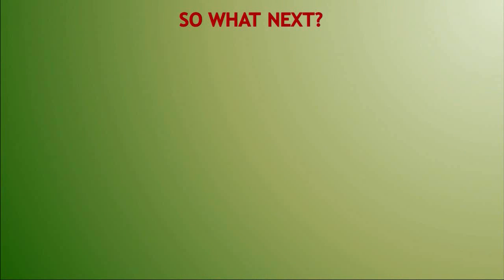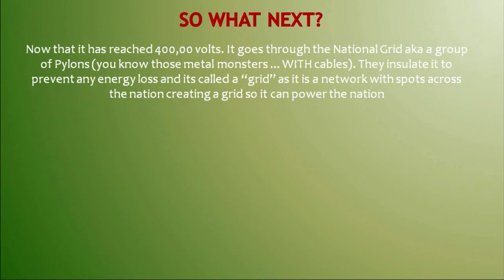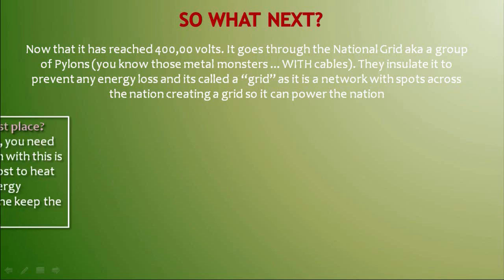So what next? Now that it has reached 400,000 volts, it goes through the national grid, aka a group of pylons. You know those metal monsters with cables. They insulate it to prevent any energy loss, and it's called a grid as a network with spots across the nation creates a grid so you can power the nation.